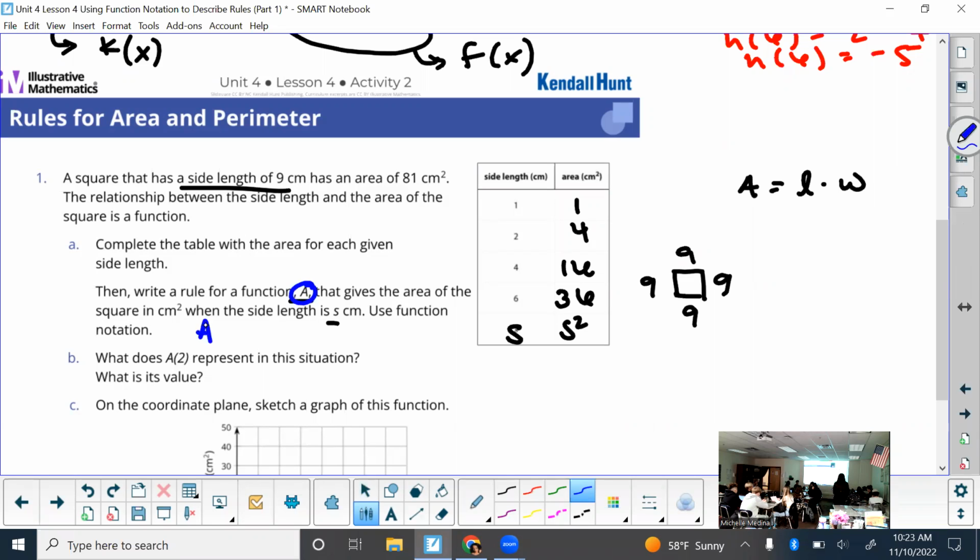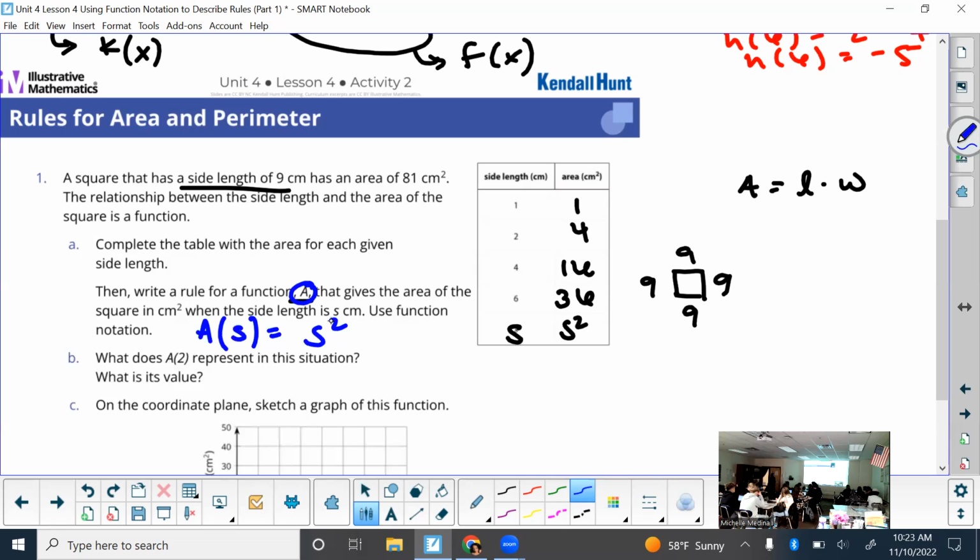So that would be parentheses. They don't want us to use X for our input. What do they want us to use for our input? S. That's what S is, side. So A would probably stand for area. So that's what they want you to call the function. S is for side. Equal to what? What are we doing to each side length? In other words, S squared. That's our rule in function notation.